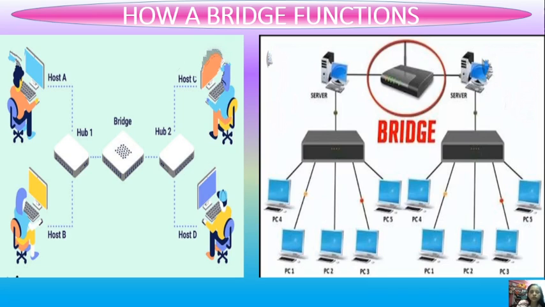Here we can see two images showing how a bridge functions, its working. In the first image, on the right side, you can see one bridge connecting two local area networks. So what is the general meaning of a bridge? What is its working? What is its meaning?